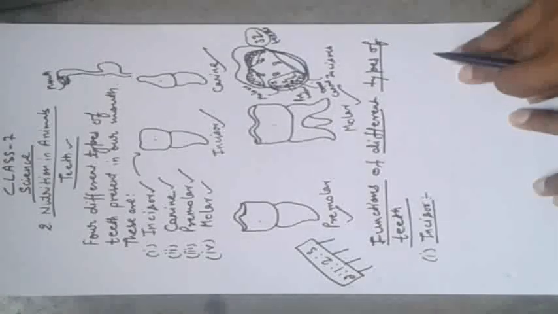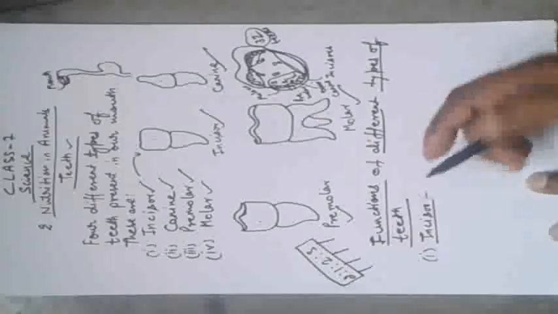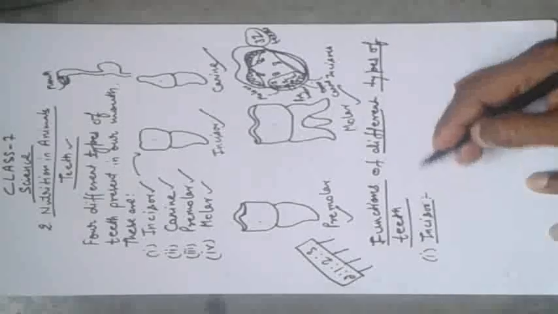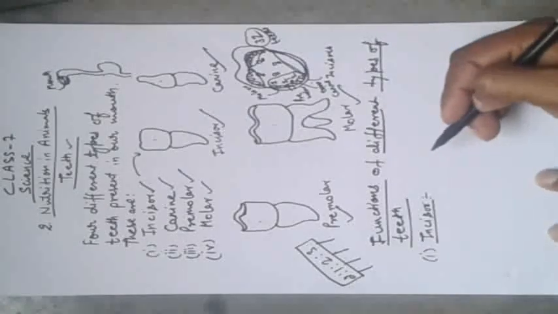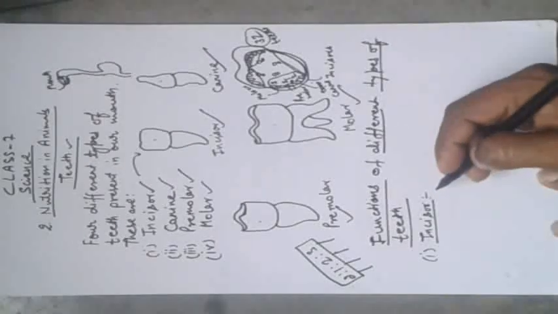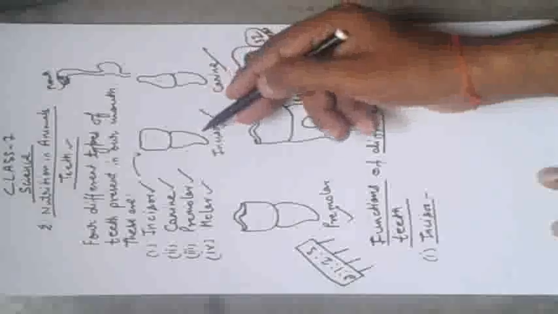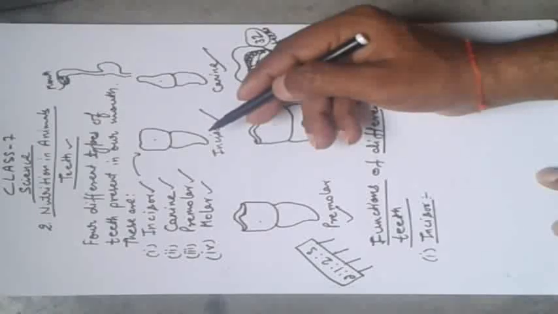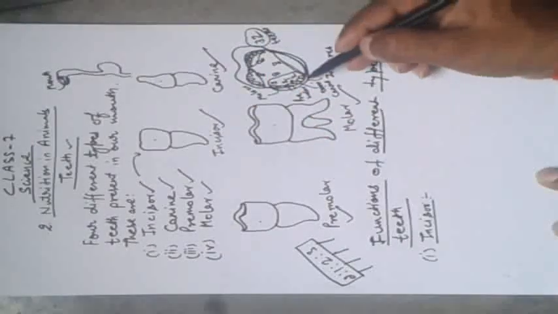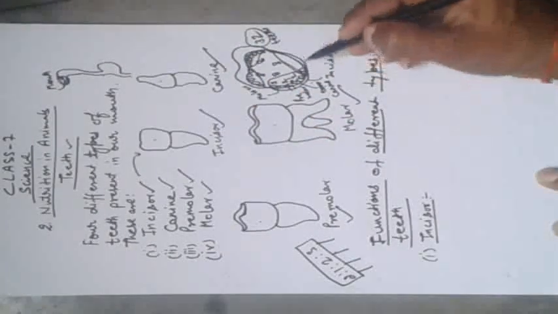Now let us consider the different functions of the different types of teeth. First of all, the function of the incisor. It is chisel shaped, and it is present in front of the teeth.